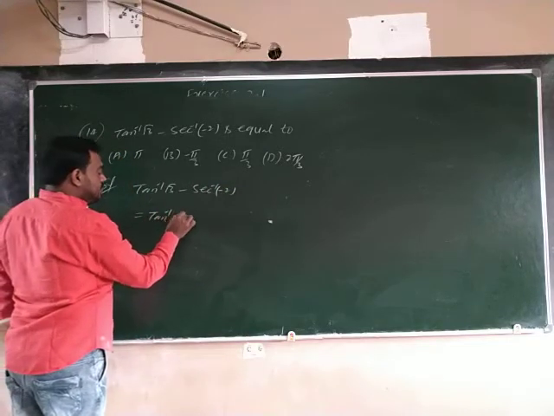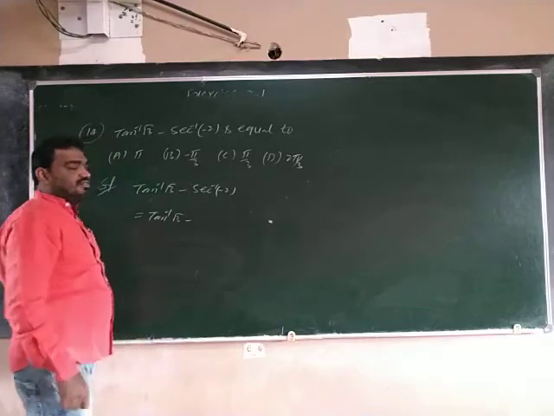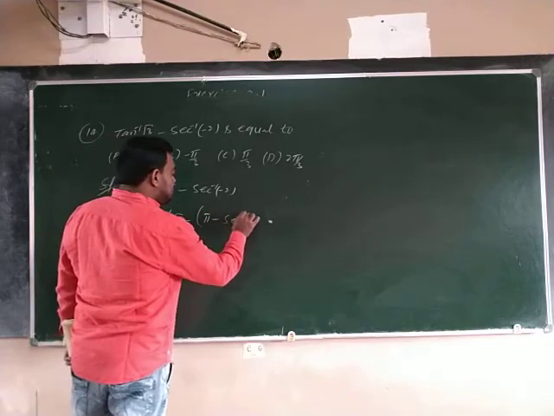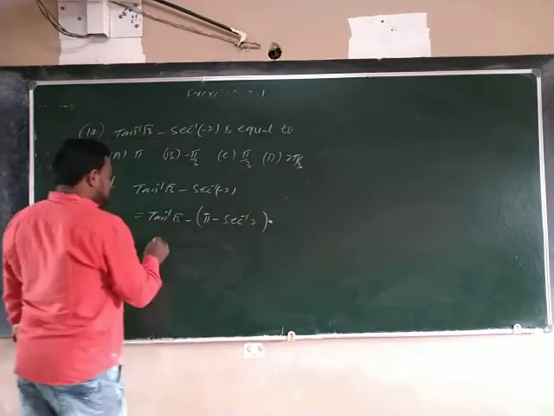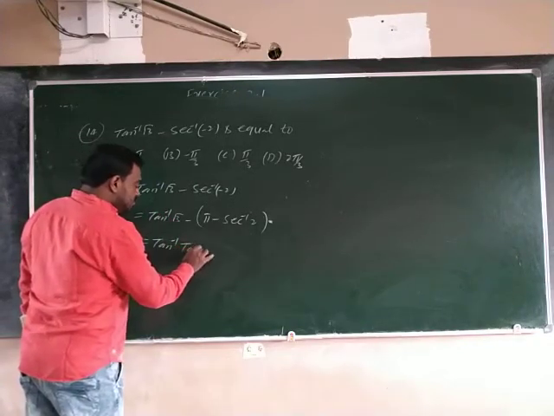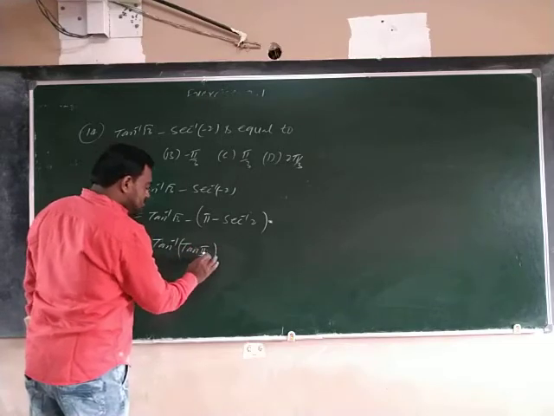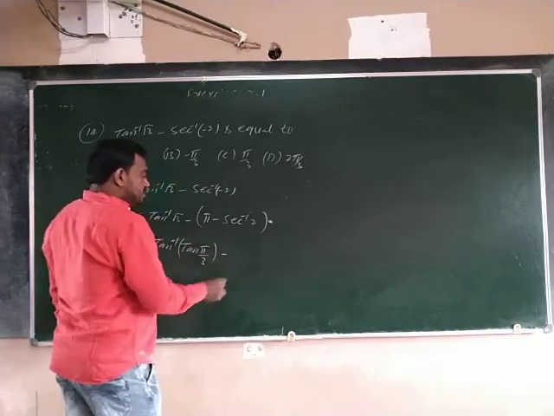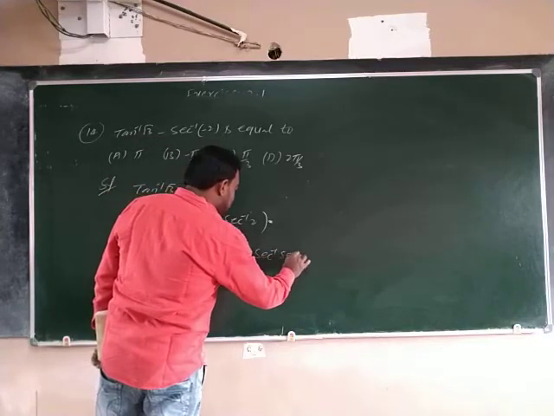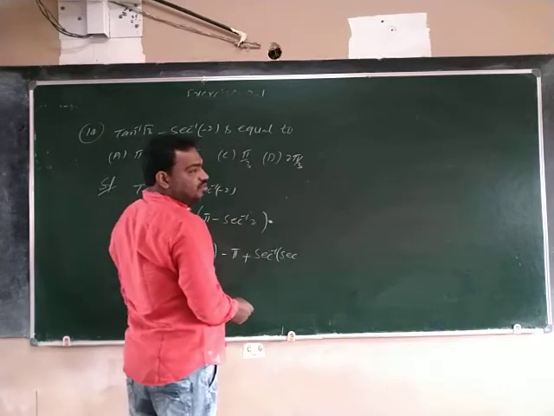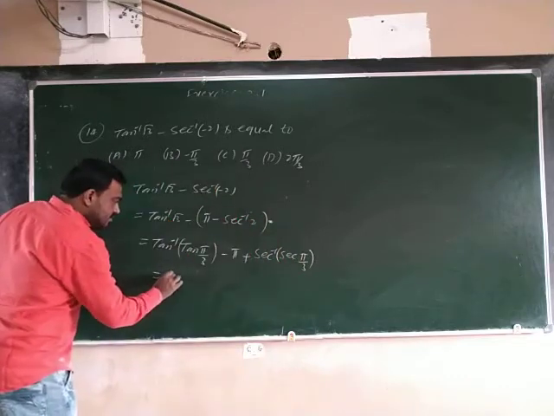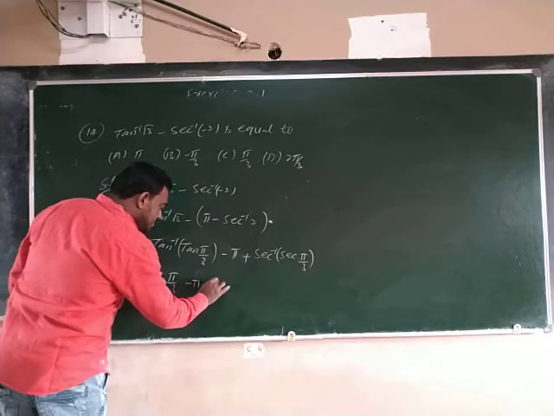tan inverse of root 3, as I said, I have written, minus secant inverse of minus x is equal to pi minus secant inverse of x. So pi minus secant inverse of 2. Tan inverse of root 3 is 60 degrees, that is pi by 3. Secant inverse of secant of the angle where we get 2 is 60 degrees, so pi by 3. So this is pi by 3 minus pi plus pi by 3.